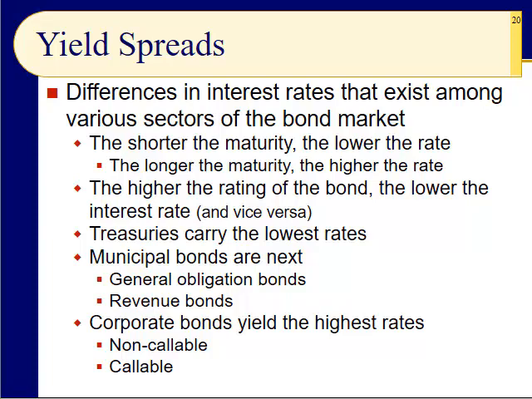So let's start on slide number 20 with the yield spread. Spread is a fancy word we use in finance and investing to mean difference, the difference between one number and another. And the yield spreads represent the differences in interest rates that exist among various sectors of the bond market. In general, the shorter the maturity, the lower the rate. The longer the maturity, the higher the rate. And that makes sense. And we'll take a look at some of the theorems that explain this phenomenon. But in general, it just makes sense.